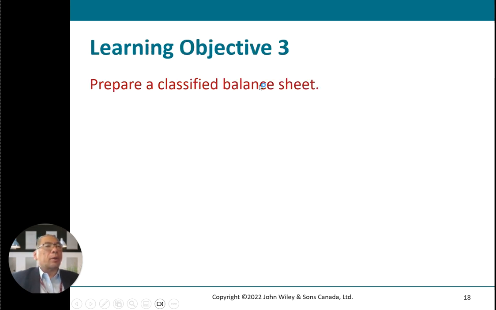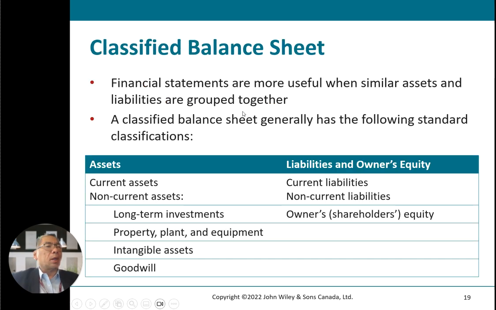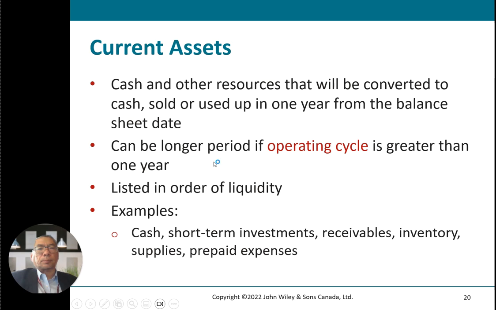Now, learning objective number 3 is to prepare a classified balance sheet. What are they? Financial statements are more useful when similar assets and liabilities are grouped together. A classified balance sheet generally has the following standard classification. This is an example of assets: current assets, non-current assets such as long-term investments, property, plant and equipment, intangible assets, and goodwill. That is the assets. Liabilities and owner's equity: current liabilities, non-current liabilities, owner's or shareholders' equity.